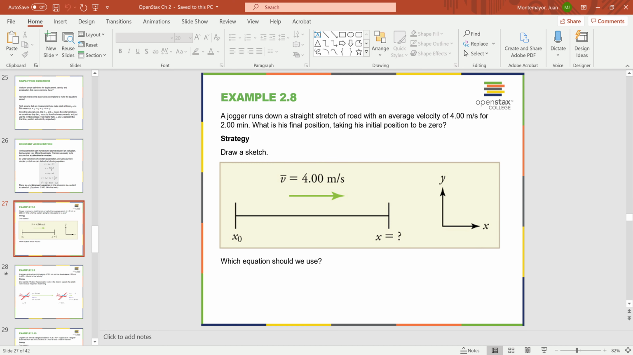Okay. So for example 2.8, we have a jogger who runs down a straight stretch of road with an average velocity of 4 meters per second for about 2 minutes. What is the final position taking his initial position to be 0? Okay, so that helps us a lot because now we know his initial position.